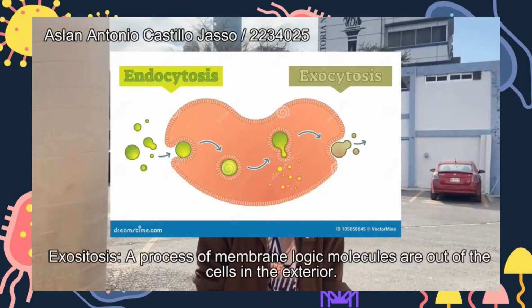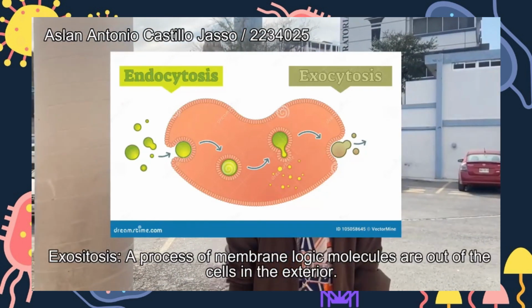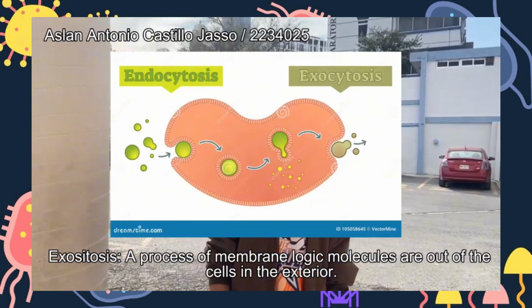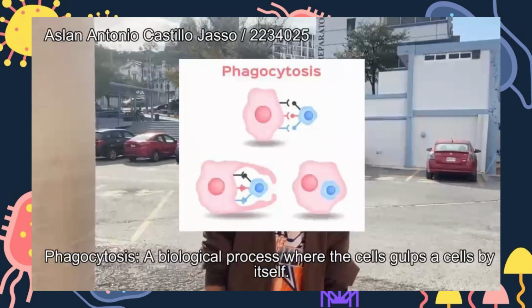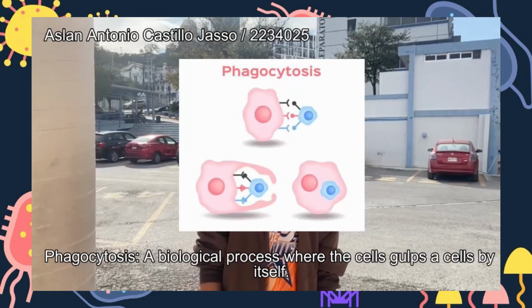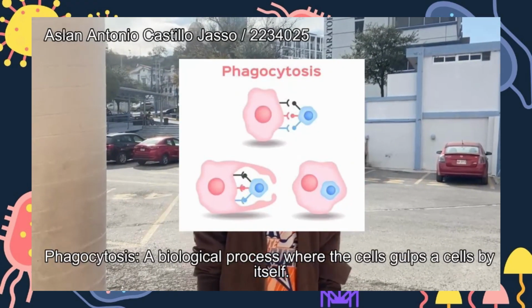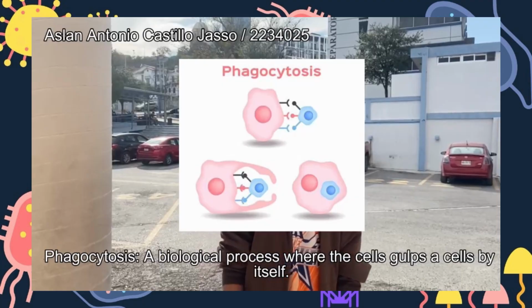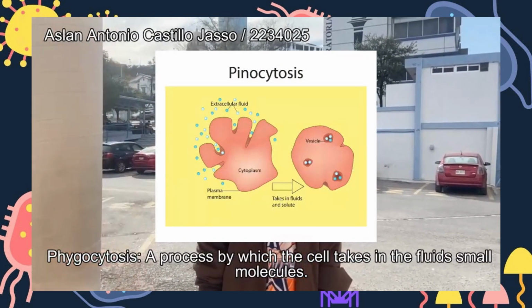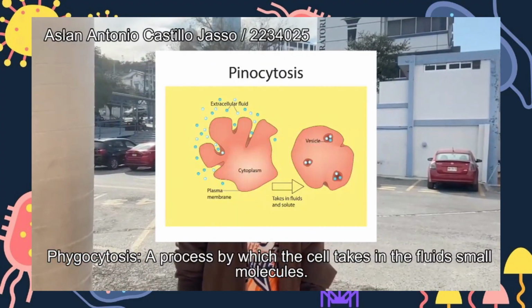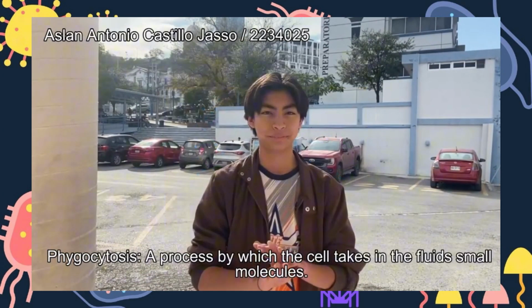Next is exocytosis, a process where the membrane moves molecules out of the cell to the exterior. Phagocytosis is a biological process where a cell engulfs a substance, dead cells, and microorganisms. Pinocytosis is a process by which the cell takes in fluids that contain dissolved small molecules.